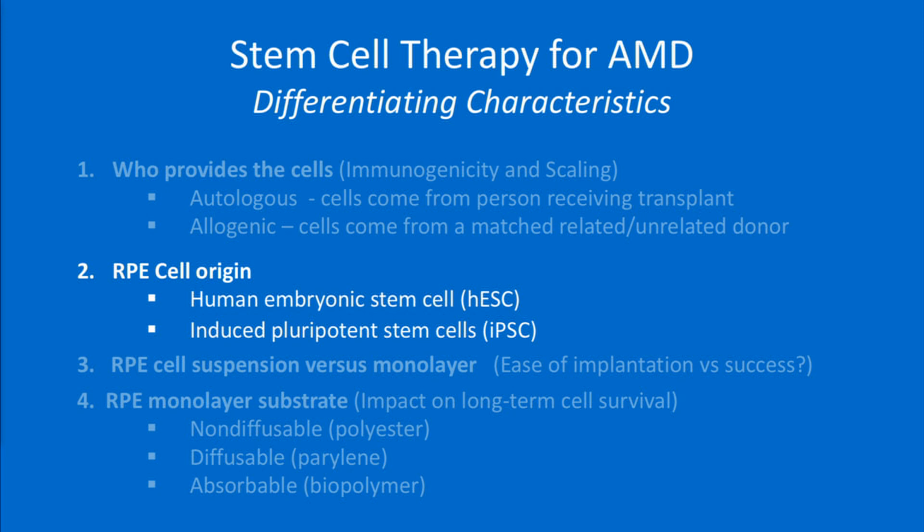Okay. And what about RPE cell origin? And anybody can take this. We have the human embryonic stem cells and then the induced pluripotent stem cells. There are different factors that impact the use of both of those, and how should people look at those, or should they look at those equally and not worry about it? Glenn, you want to give it a shot?